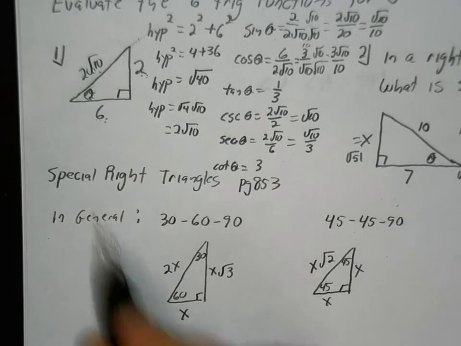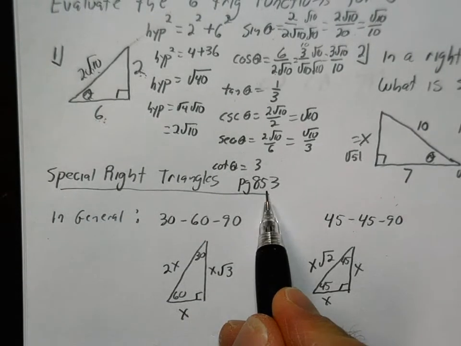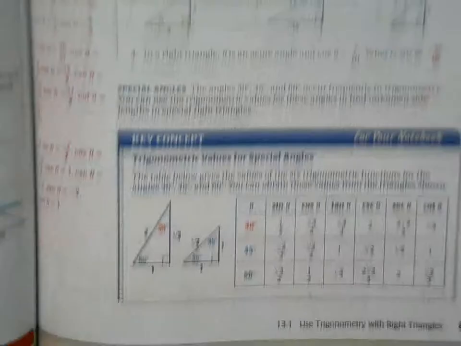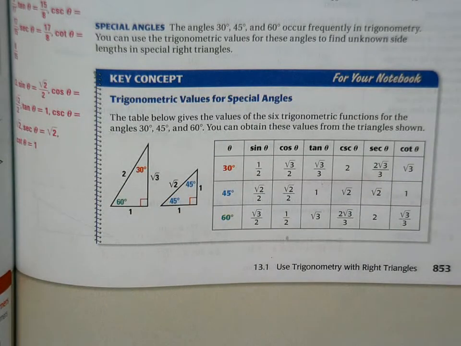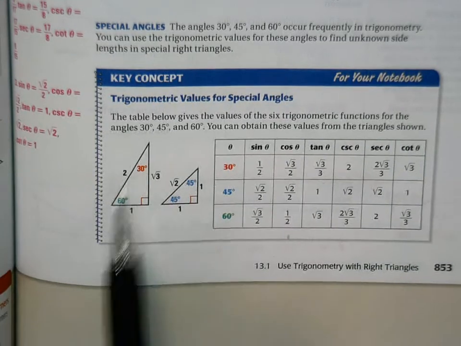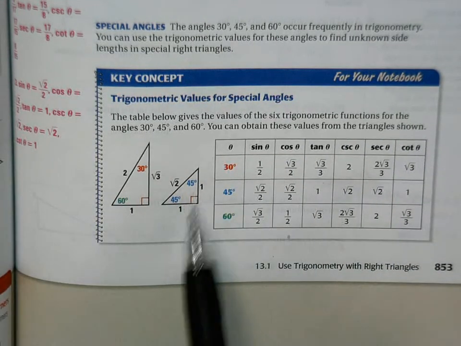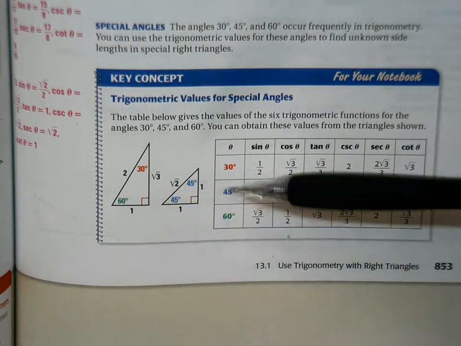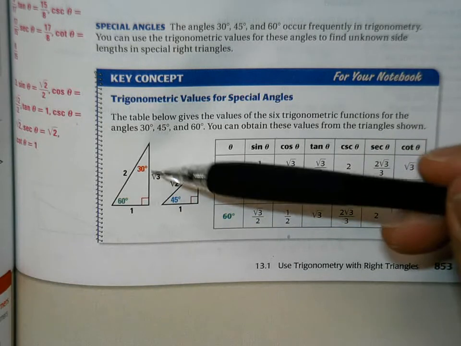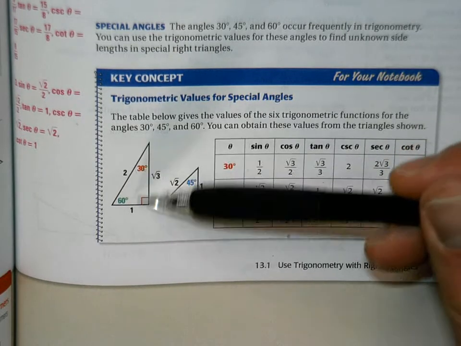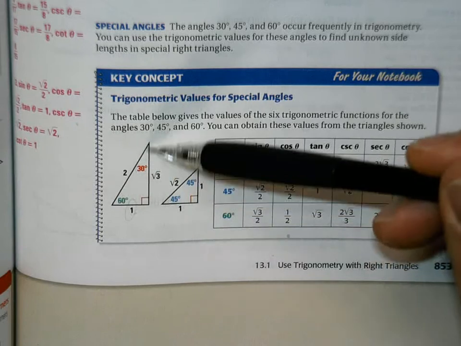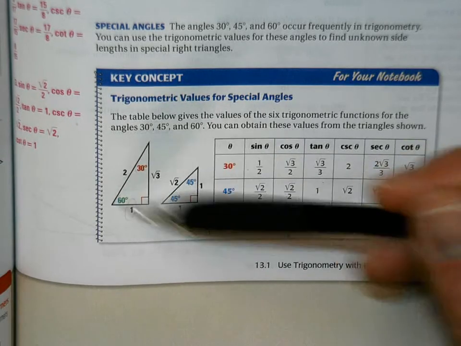Okay, special right triangles. Page 853. Let me pull my book over here. So we have 2 special right triangles. We got the 30-60-90 triangle and the 45-45-90 triangle. So what we have drawn here is the simplest of each. But what you need to remember is the side opposite the 30-degree angle is the short leg, and then the side opposite the 60 is the long leg, and then you've got the hypotenuse.